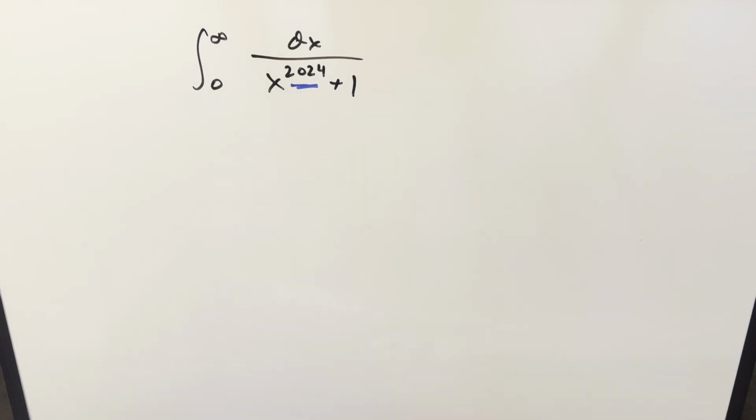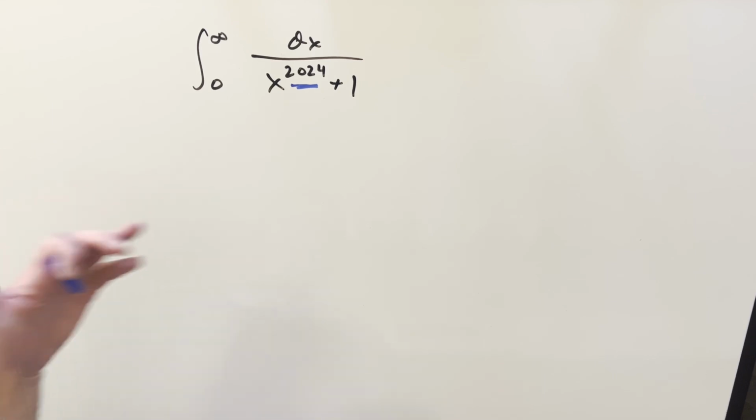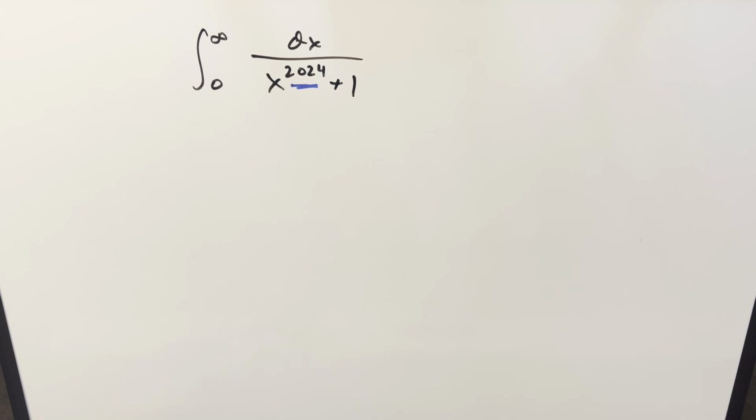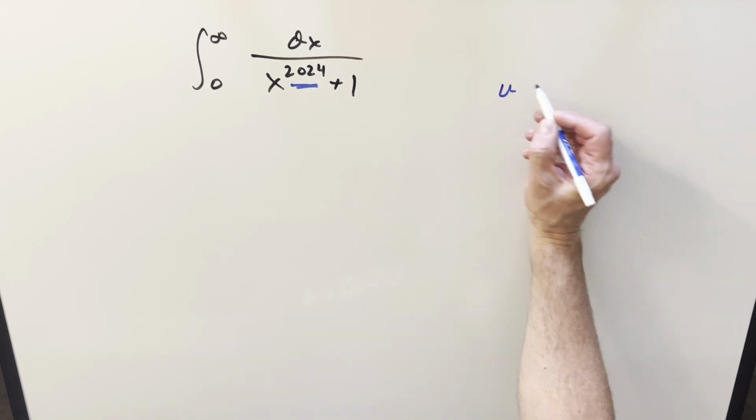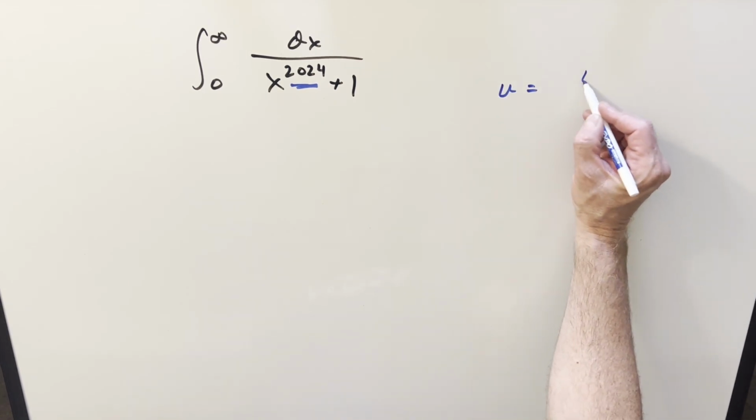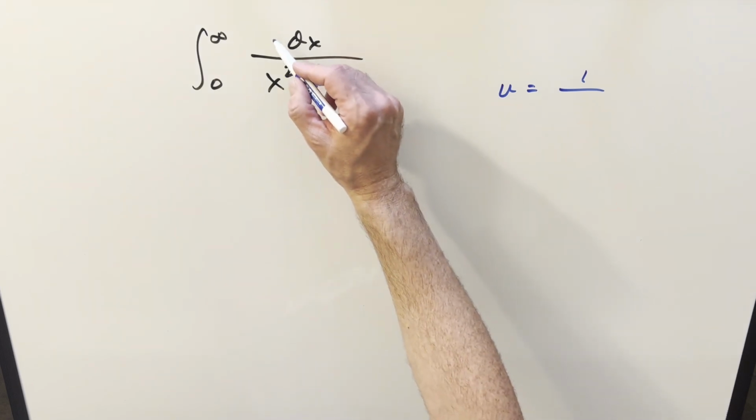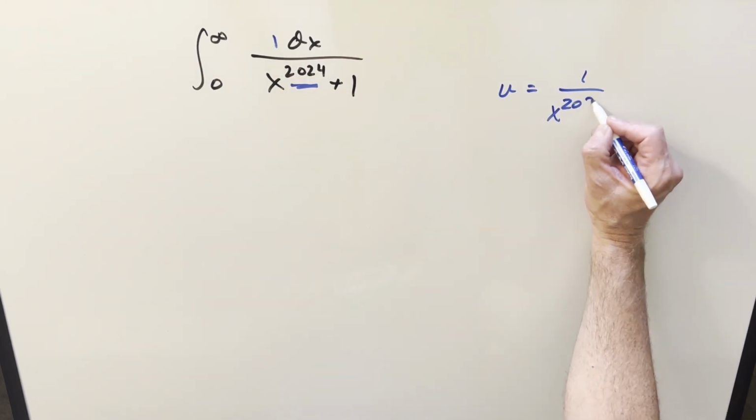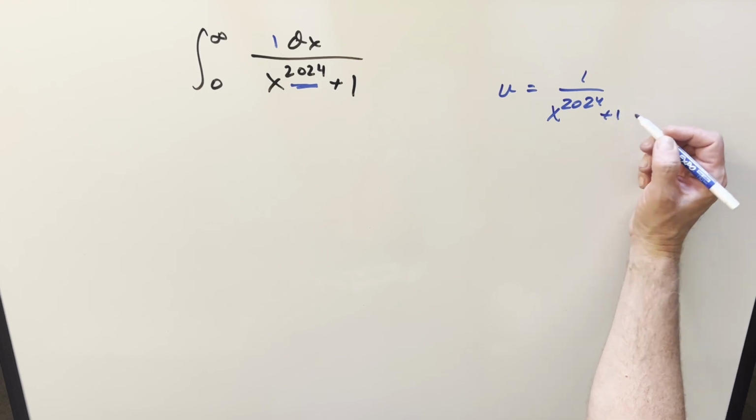If this was a lower power, what we could do is probably partial fractions, try to do some kind of factoring on this, do the normal ways. With 2024, I don't think I want to try partial fractions. So instead of that, what I'm going to do to try to transform this is go directly to a u substitution for basically the whole thing, just kind of create a 1 there. And I want my u to be x to the 2024 plus 1.